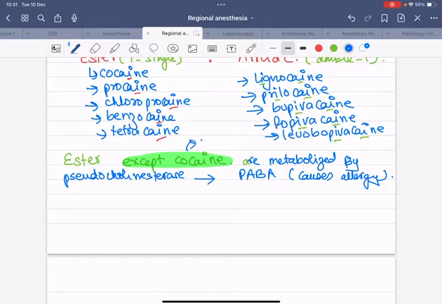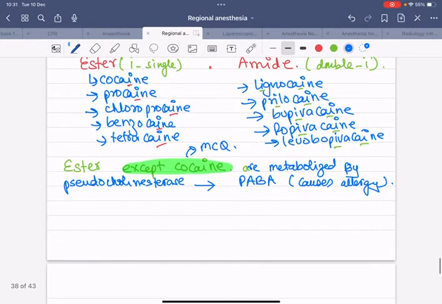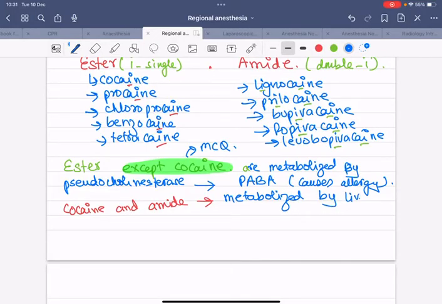So this is your MCQ. Cocaine is not metabolized by the pseudocholinesterase enzyme. So in cocaine there will be no formation of PABA, so it will not cause any allergy to the patient. Cocaine and the amide group are metabolized by the liver. When they are metabolized by the liver, there will be no formation of PABA, so no allergy to the patient.